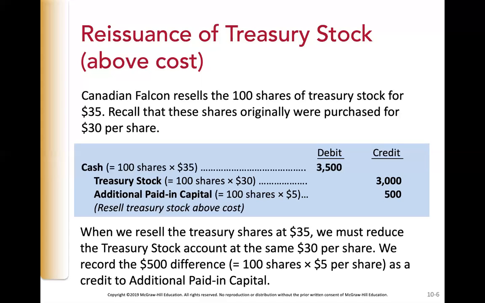If we had not resold all 100, then say we only resold 20, we would record the 20 at 35. Treasury stock would only be 20 shares at 30, and additional paid in capital would be 20 shares at $5. We don't have to reduce treasury stock down to 0 unless we sell all of our treasury stock. Now, in this example, we reissued treasury stock above what we paid for it.